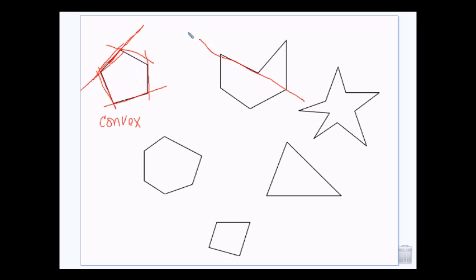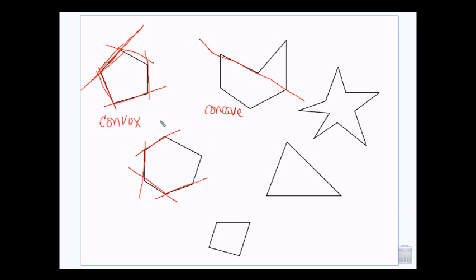Yes. And concave, here if I extend this line, it crosses into the interior of the polygon. Do you see that? So then that's concave. So how is a square concave? A square is not concave. But you drew lines inside.